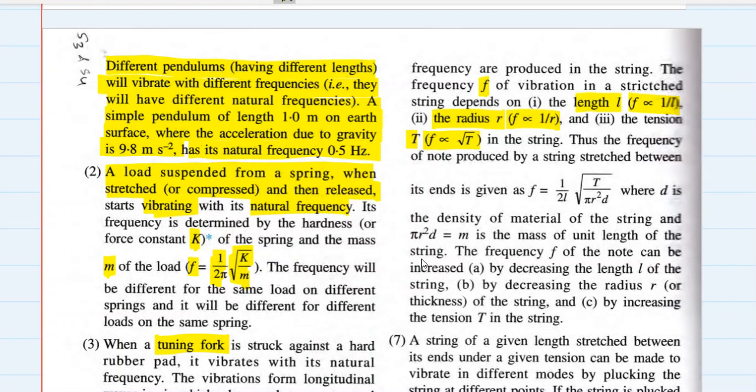So the frequency of a note produced by a string stretched between its ends is given by f is equal to 1 by 2l under root of T by pi r square d, where d is the density of the material of the string and pi r square d is density multiplied by area, which is equal to the mass per unit length of the string. Mass per unit length. So we have tension upon mass per unit length, the whole under root, multiplied by 1 by 2L. L is the length of the string. So that is the natural frequency of a stringed instrument or a string fixed between both the ends.